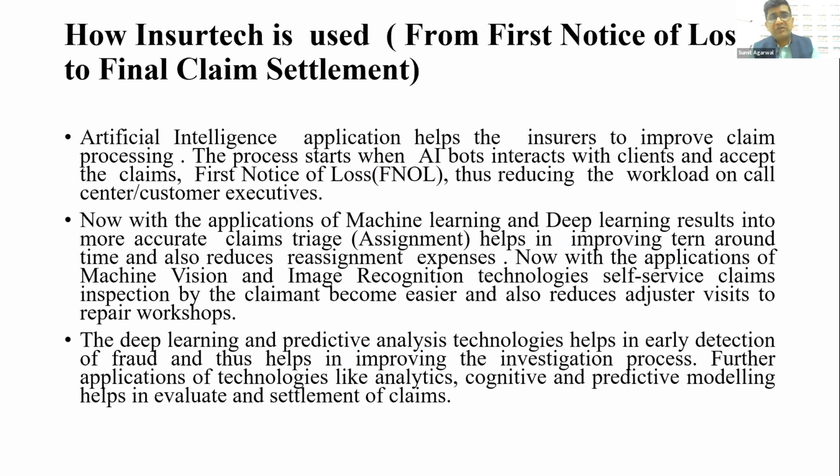Now, my second part of the paper was how insurtech or the various technologies are used in the claim processes, how they are helping the fastest claim settlements. So there are various technologies which insurance industries are using in the claim settlement, and the artificial intelligence applications help the insurers to improve claim processing.